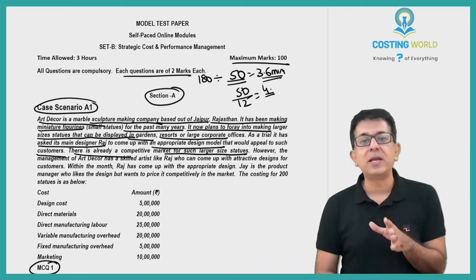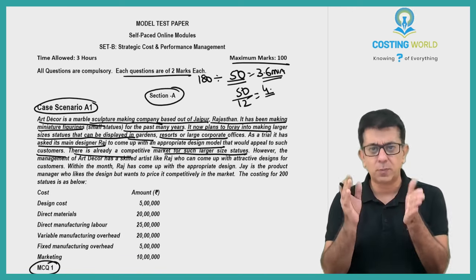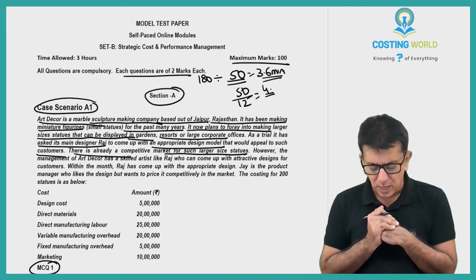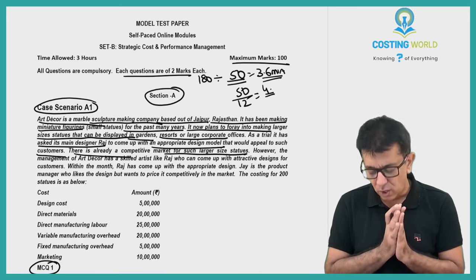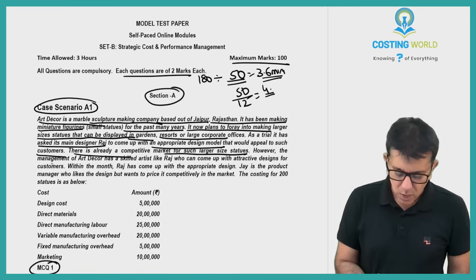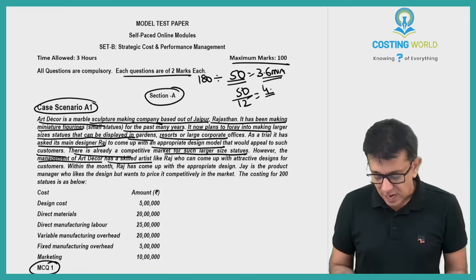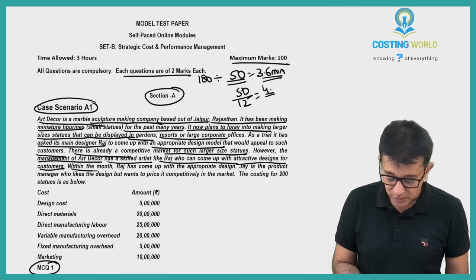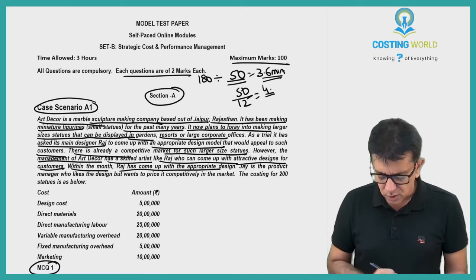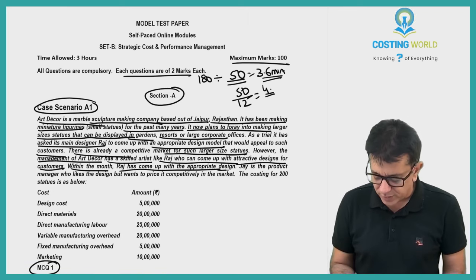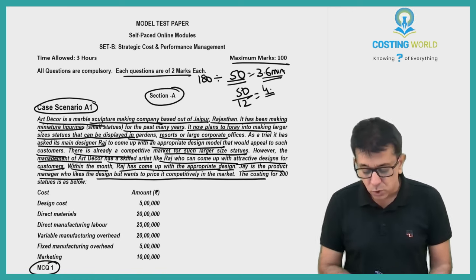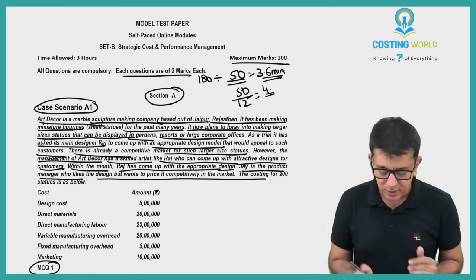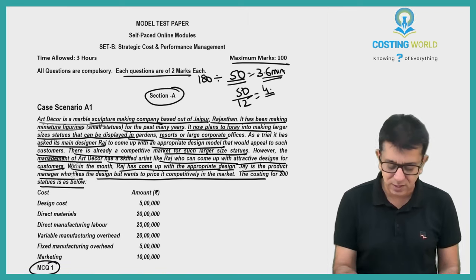So Raj is their main designer. The company has told Raj to come out with the design of these statues. But there are already players in this. So already there is competition. However, management of Art Decor has asked a skilled artist like Raj, who can come up with attractive designs for the customers within the month. Mr. Raj has come out with an appropriate design. Jay is a product manager who likes the design, but who wants to price it competitively in the market. The costing for 200 statues is given below.